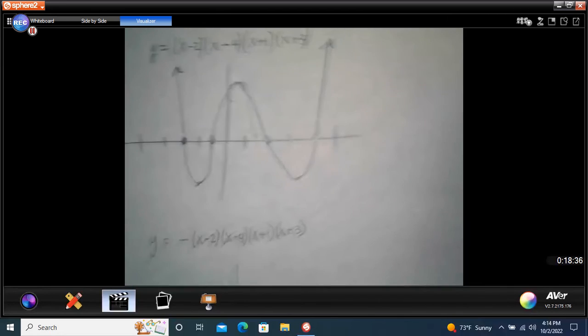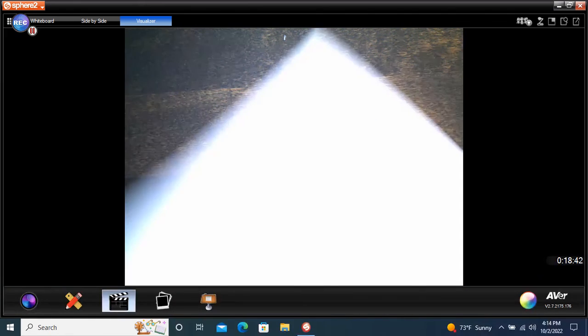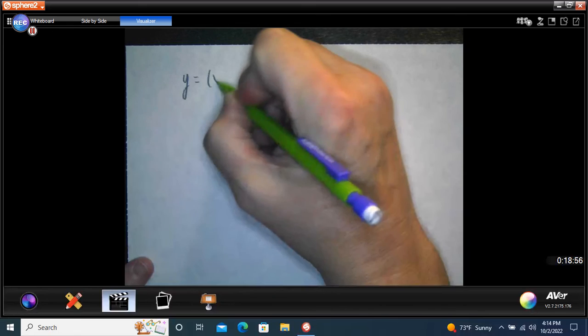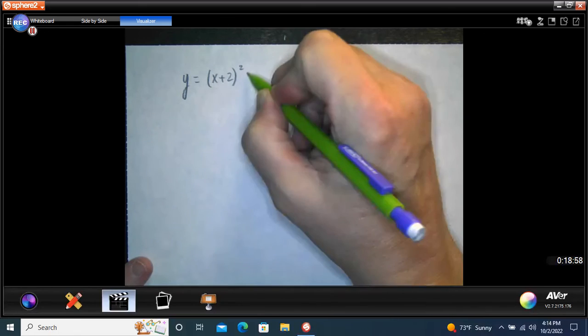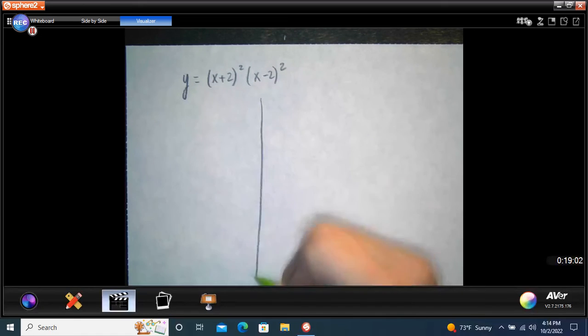So what happens if we get a double root, triple root, and so on? Well, here's one that they really like to give you, and the reason is because they make it symmetrical. So in other words, they do y equals x plus 2 quantity squared times x minus 2 quantity squared. It's really a pretty graph.